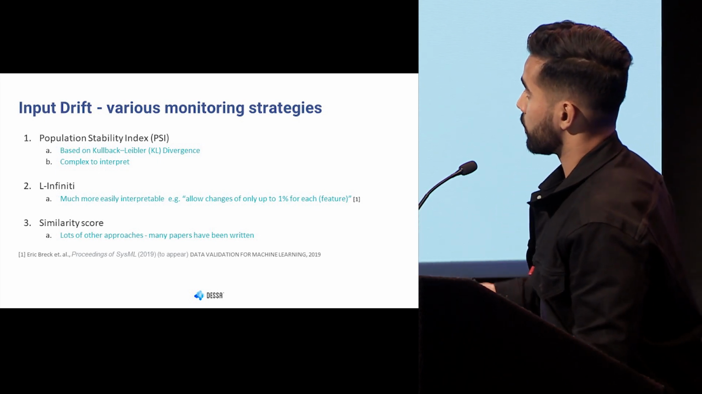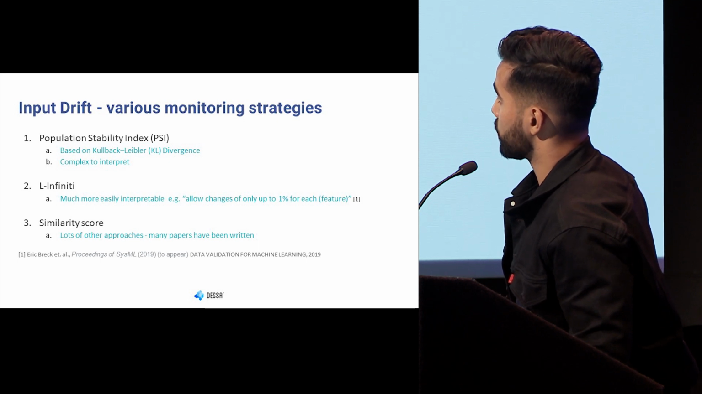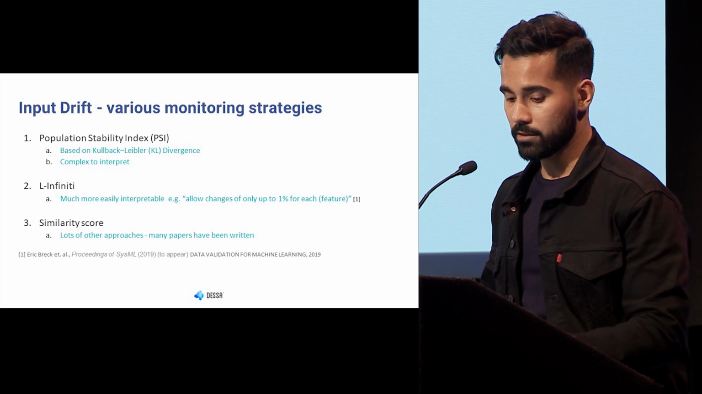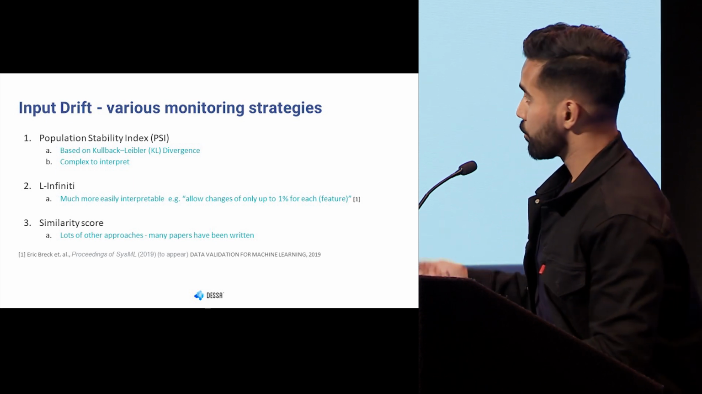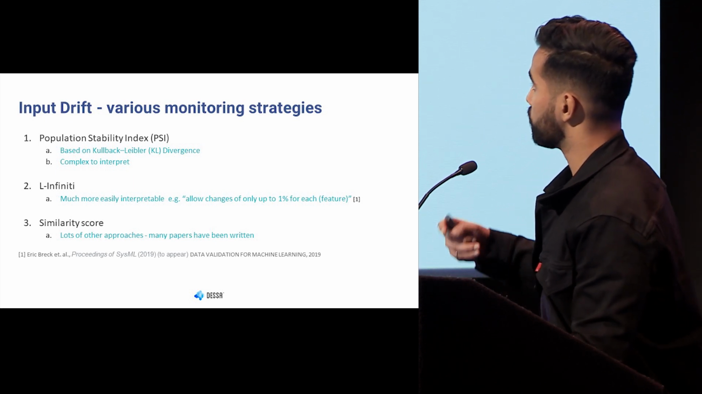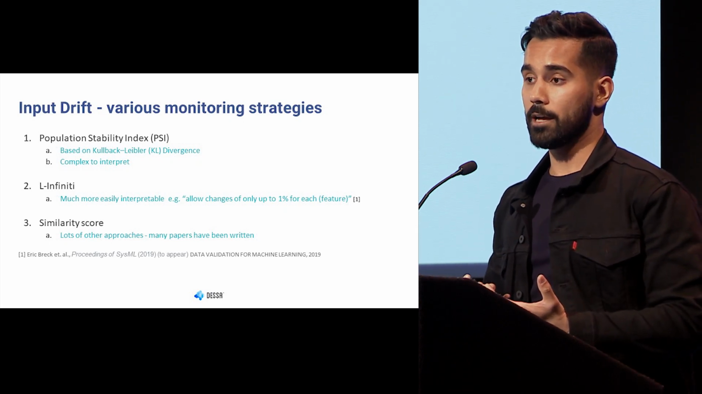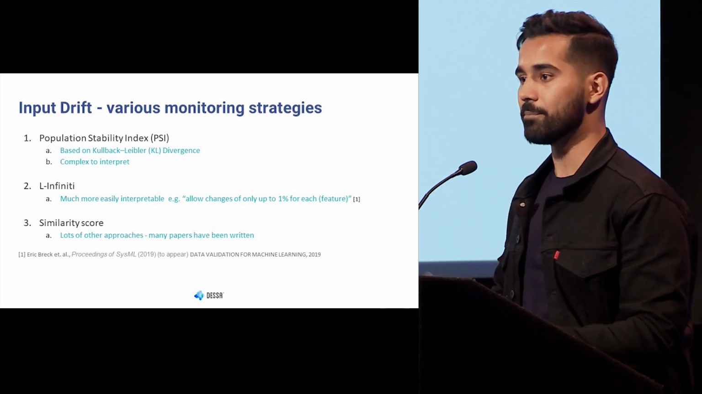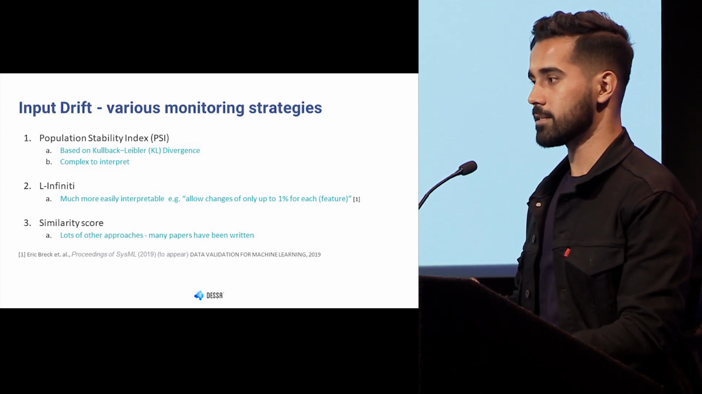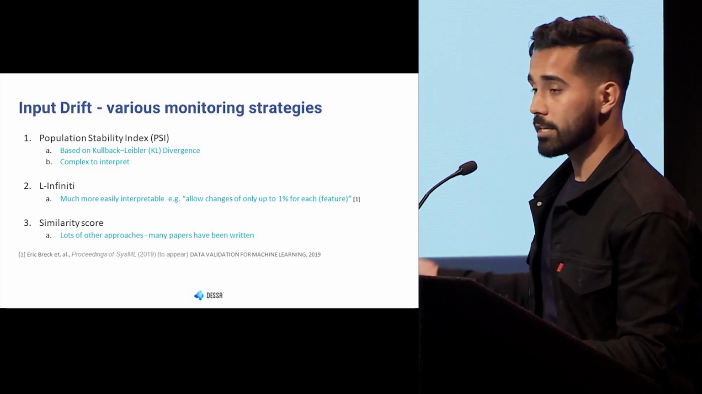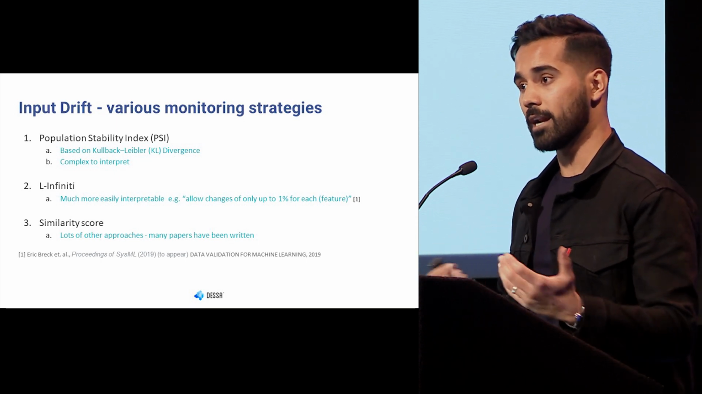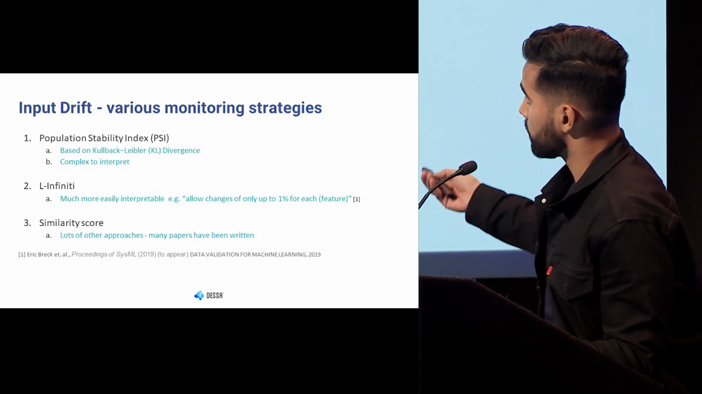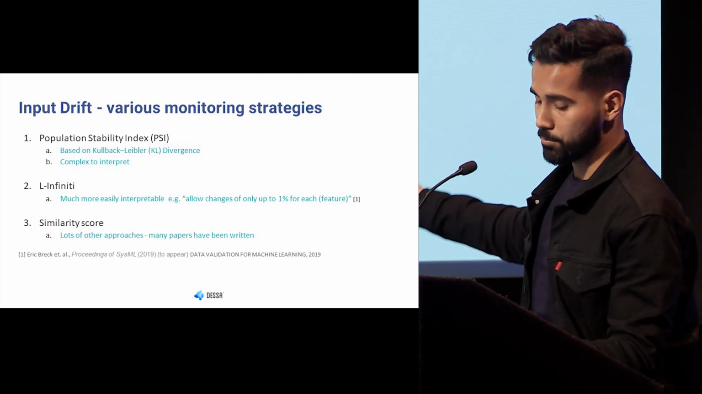So there are three different ways. You can have a population stability index, L infinity checks, similarity scores, or you can write a custom algorithm yourself. I personally prefer L infinity checks because it's very easily interpretable, and it's also less computationally intensive, so it takes less time to get that value out. But we can talk about why you would choose one algorithm over the other at a later time. Cool. So these are some of the ways for you to monitor input drift.